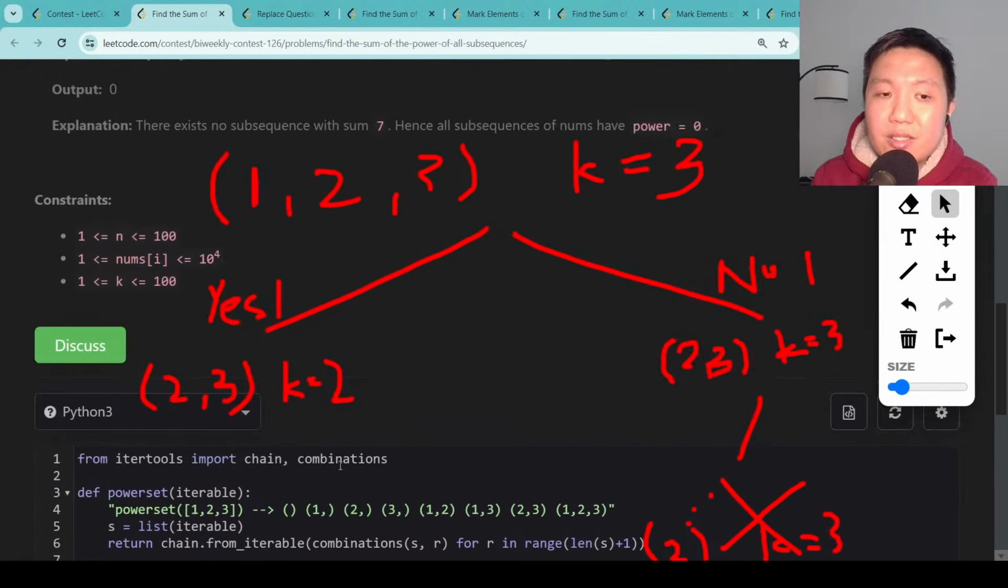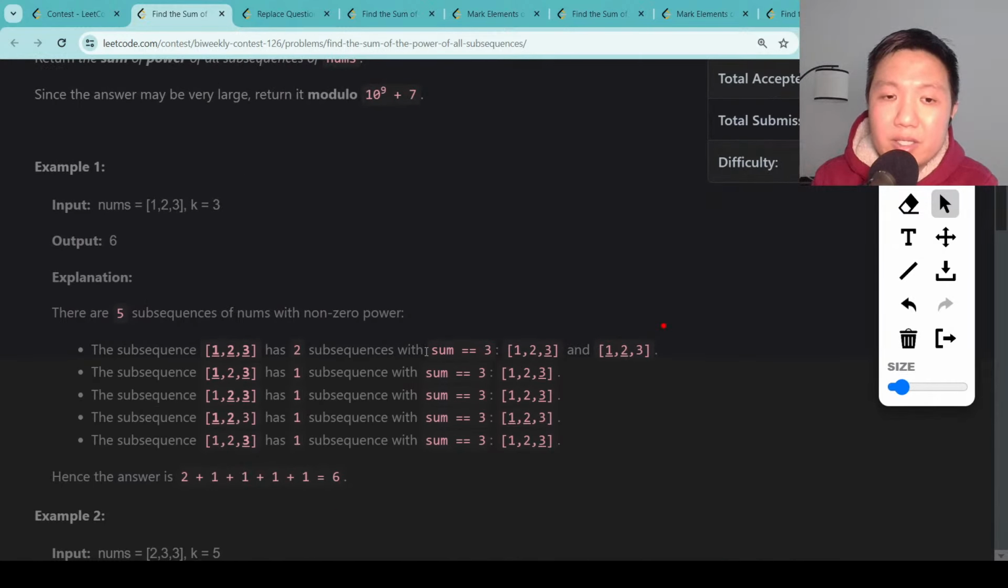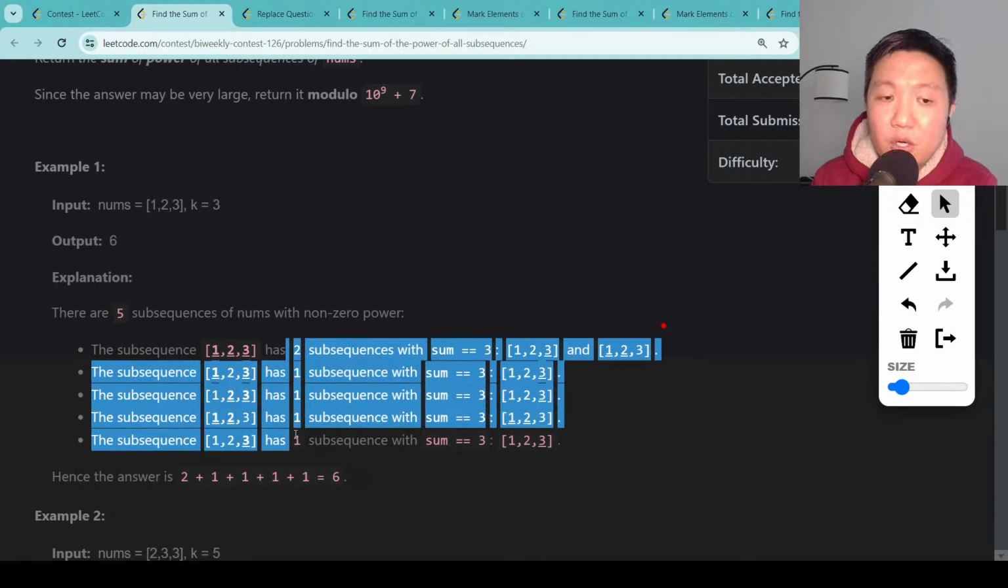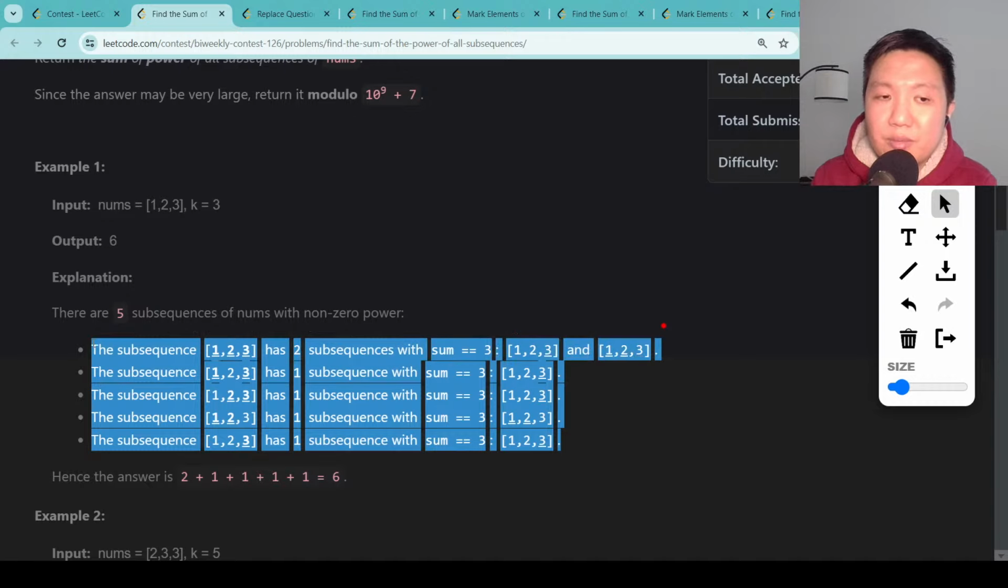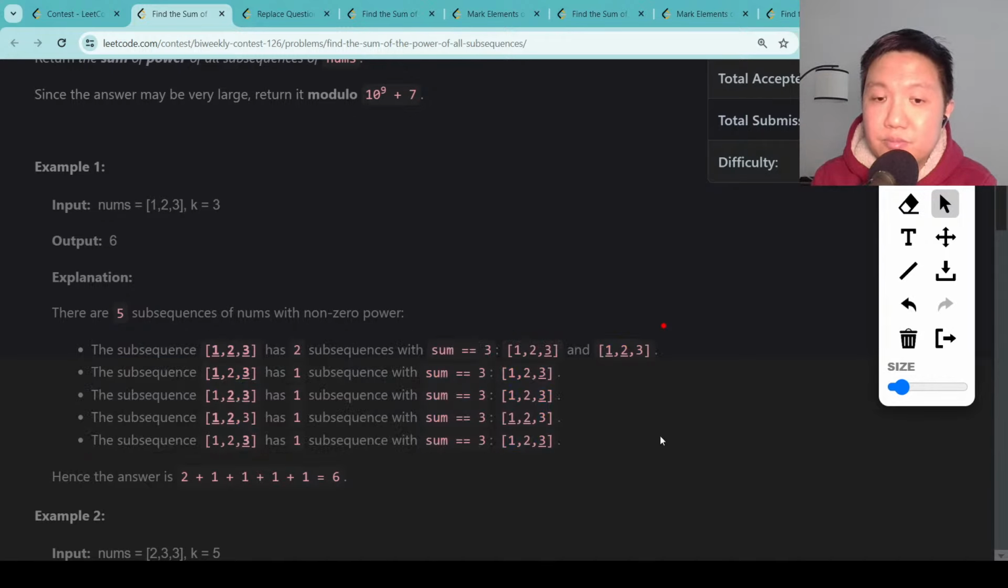But the question is not asking you for the power of a subsequence. It's asking you for the sum of all powers in all subsequences. So this one I didn't manage to do. I'm pretty sure you're supposed to use some kind of DP to solve this also. I will try it out and I will list it.